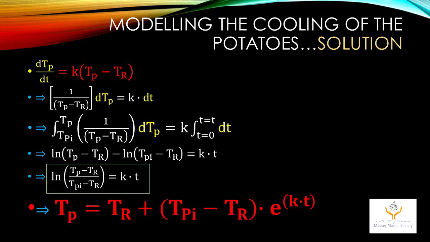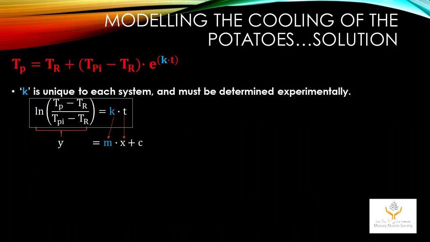So that's the equation we saw on the last page. It's exactly the same, but we've got a K. K, we said, is a cooling rate constant, and it's unique to each system. So it's unique to apples, it's unique to potatoes, and the only way you can really determine it is by doing experiments.